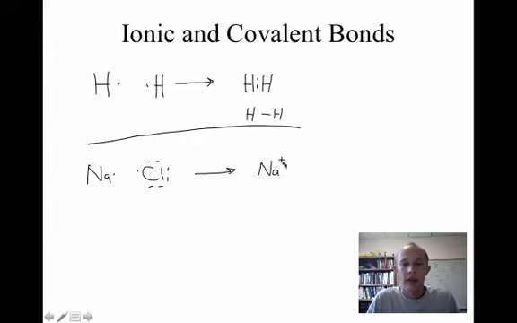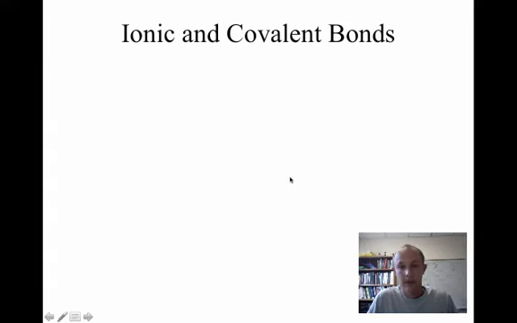You get a cationic sodium atom. Chlorine gains an electron. You have a negatively charged chlorine ion, and you have an ionic bond between the positively charged sodium cation and the negatively charged chlorine anion.